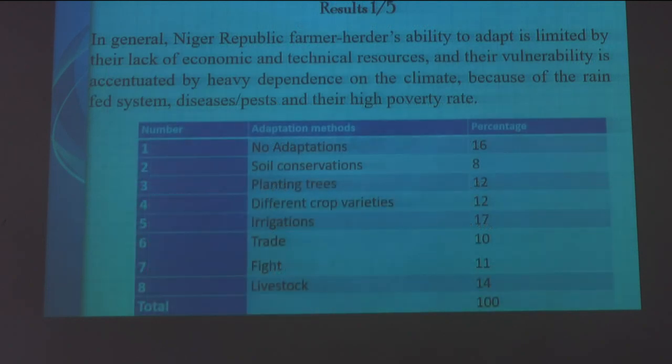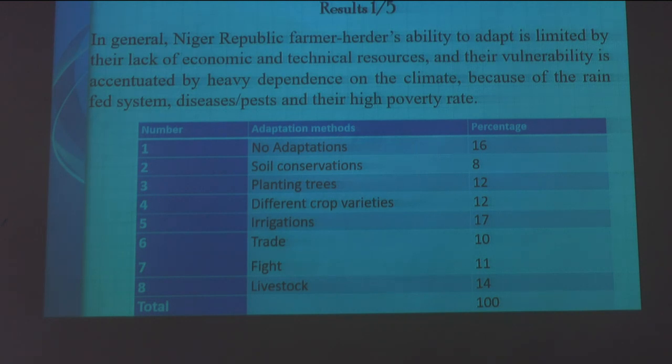On the result, still on descriptive statistics, we found that in general, in the Republic of Niger, farmers' and herders' ability to adapt is limited by their lack of economic and technical resources, and their vulnerability is accentuated by heavy dependence on the climate because of a rain-fed system, diseases, pests, and post-harvest loss. Through the survey, we understood that those who report having no adaptation measures account for 16%.